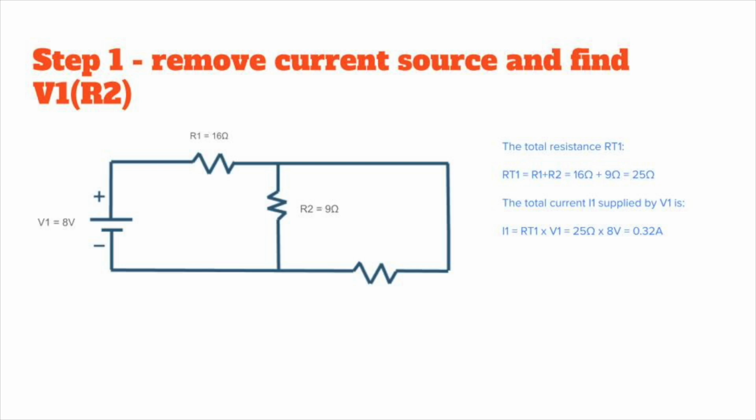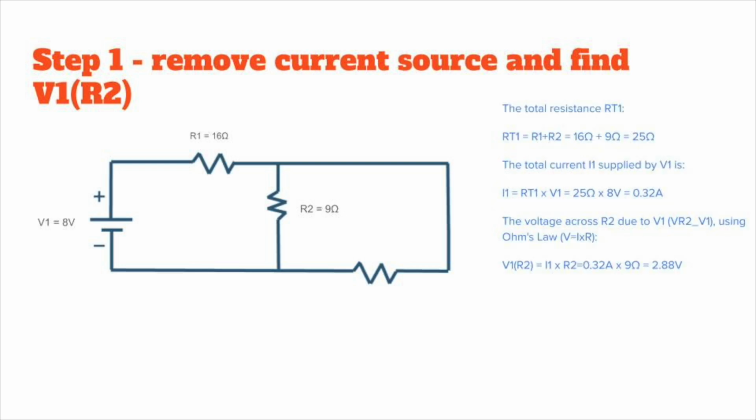Since R1 and R2 are in series, I1 flows through R2. The voltage across R2 due to V1 is then put back into Ohm's law to give us a final result of 2.88 volts in R2 from V1.